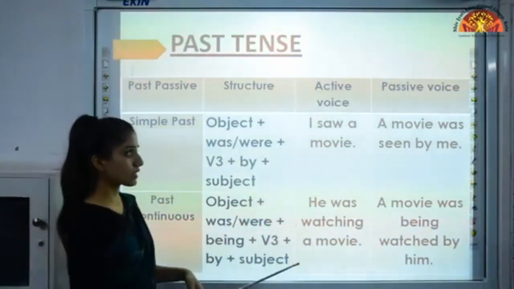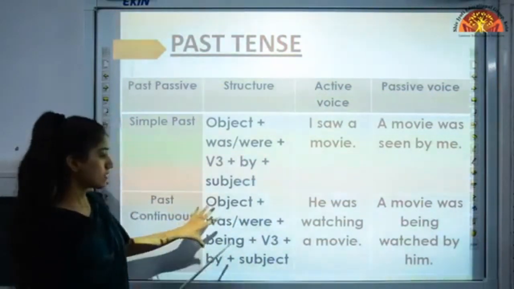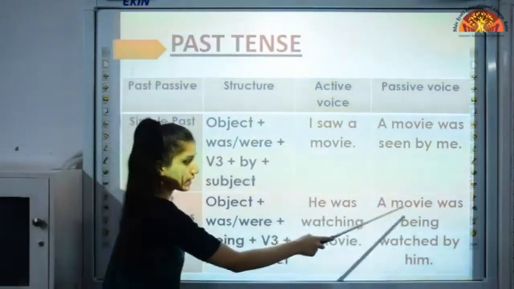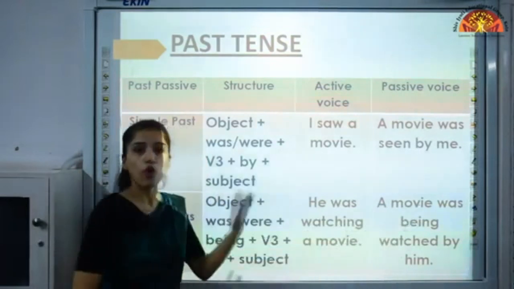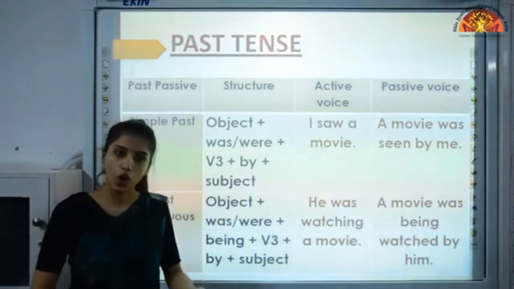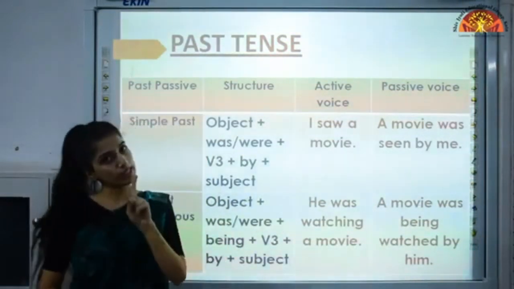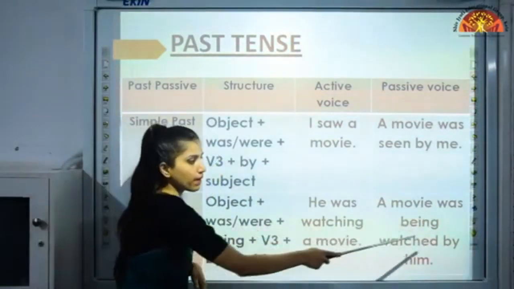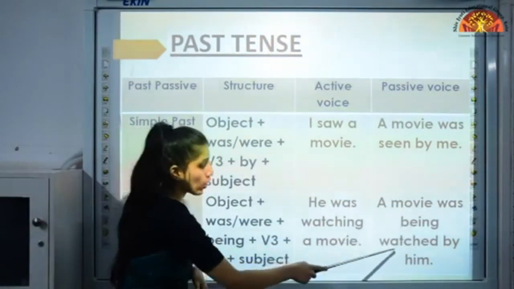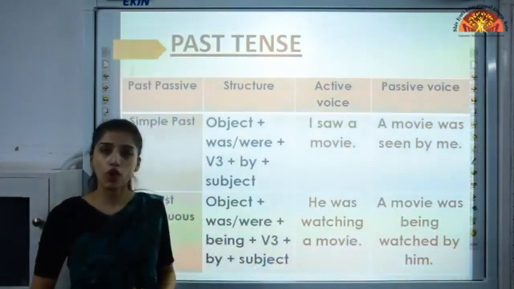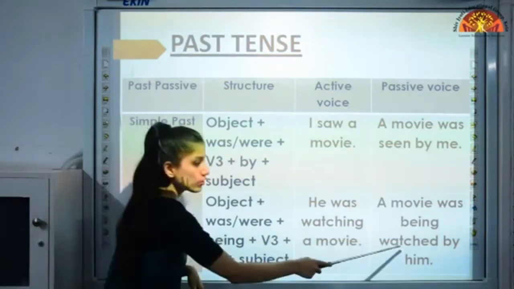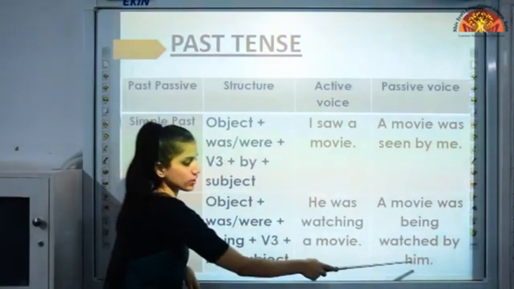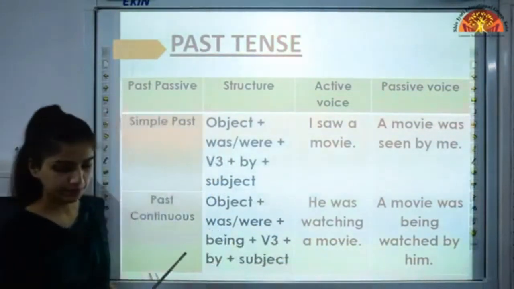So now let's convert it into passive voice according to this structure. So first what will come? Object, that is a movie, then was, according to the object. A movie, we are talking about only a single movie over here. So was, and then it will be accompanied by being, and then watched, that is the third form of the verb watch, preposition by, and then him, that is, he is converted into him over here.